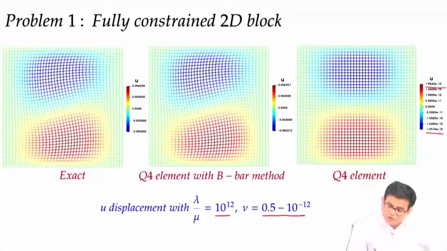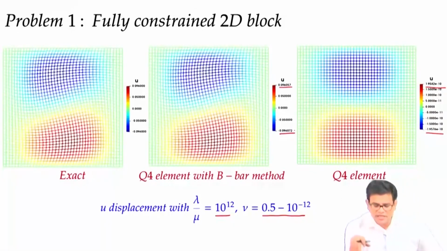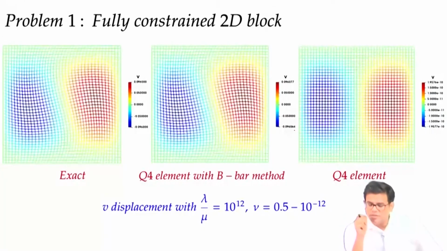If I use the B-bar method, which is actually a strain projection method, you can see that it matches the exact solution. Similar observations hold for the V displacement: with the B-bar method, the displacements or the deformed mesh are very close to the exact solution, while with the Q4 element it is not exact, it is actually zero displacement. That means mesh locking, or volumetric locking, is present in the solution. So this is the advantage of the B-bar method.